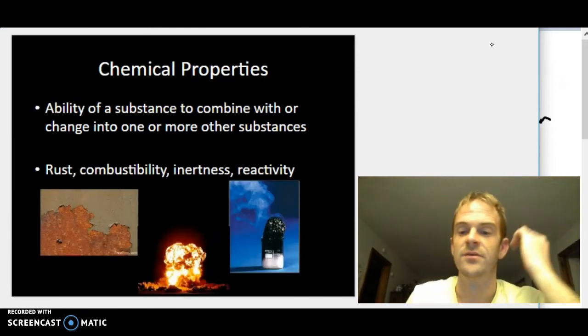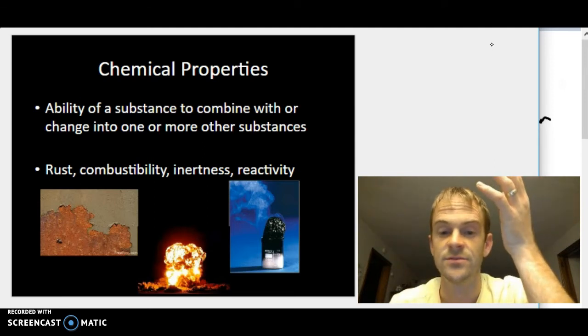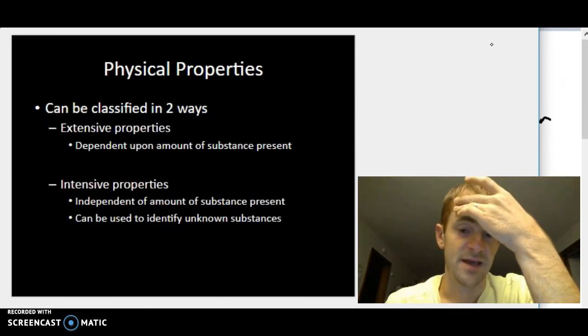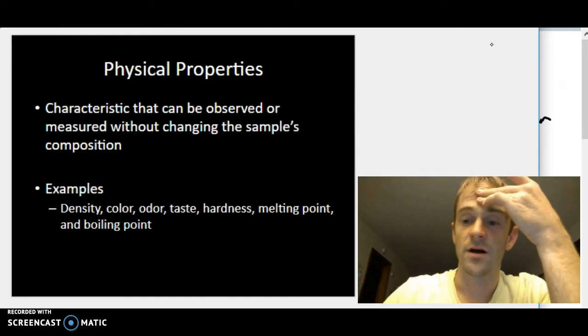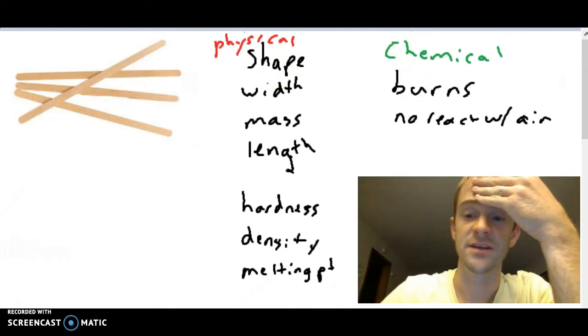is basically talking about, really, does it react. So does it have the ability to combine with something else and change into something else? So rusting would be an example of that. And so all of these things I listed over here fall into one of these two categories. But with physical properties, they can actually even be further classified.